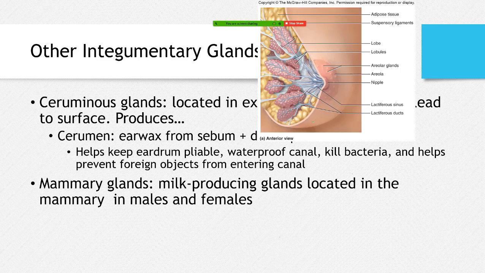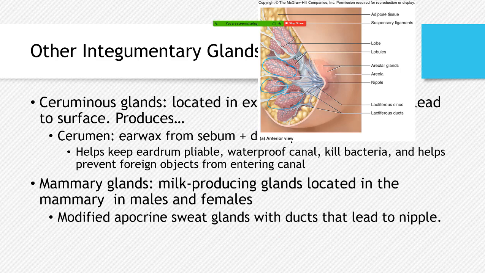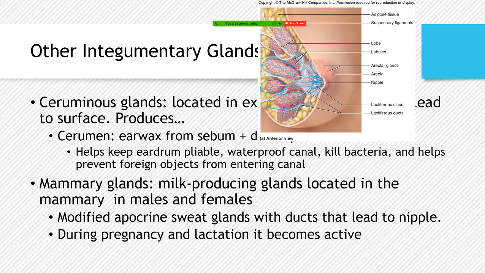Mammary glands, on the other hand, are these structures here. And they're found in both male and female as well. But in the females, it tends to develop and produce milk. And when it produces milk, the milk will get ejected out through these ducts here, through the nipple. And it is a special type of apocrine sweat gland. Okay. During pregnancy and during lactation is when it becomes more active.